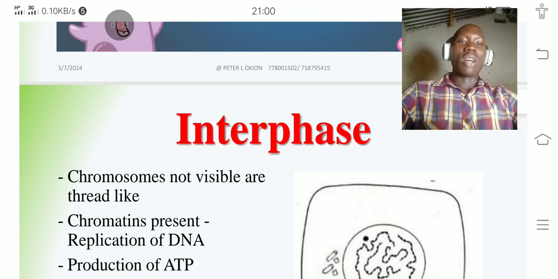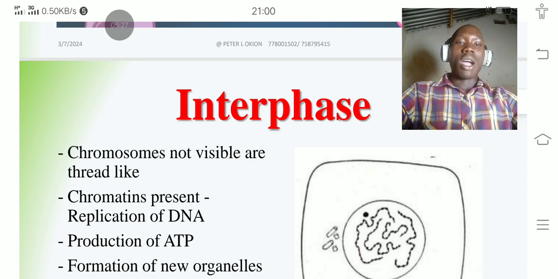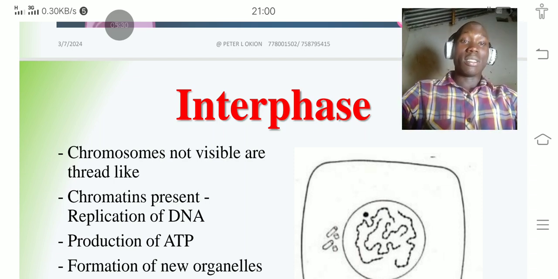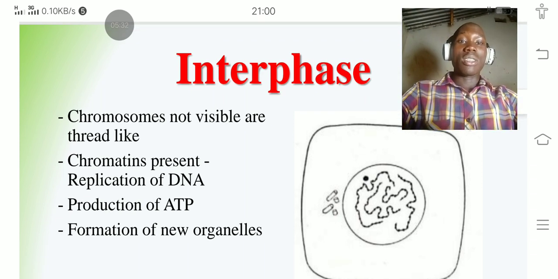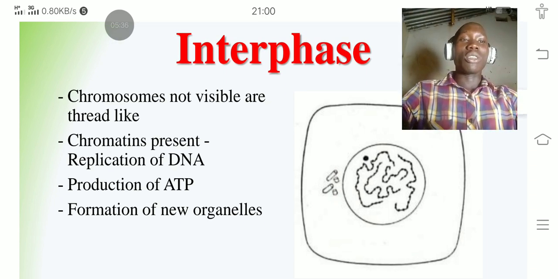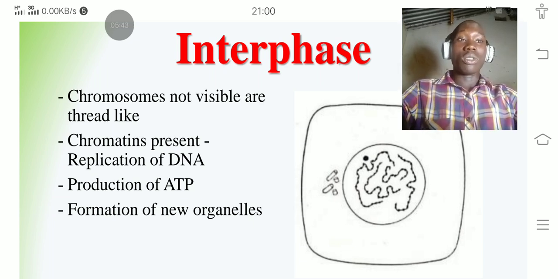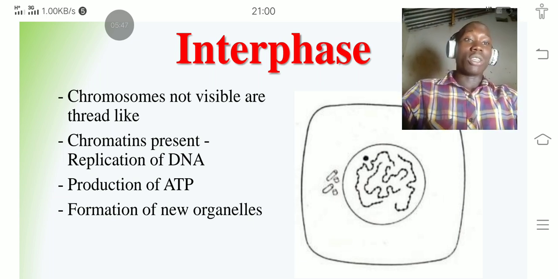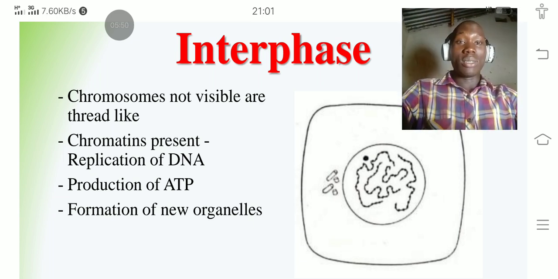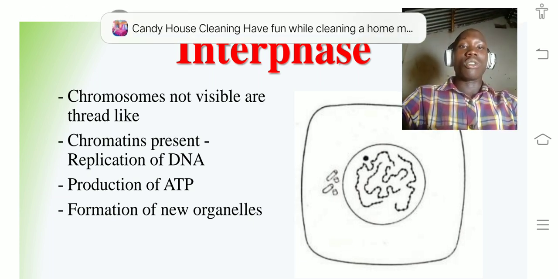In interphase of meiosis, chromosomes are not visible, so they are still thread-like. That is interphase: chromatin is present, there is duplication of DNA, and production of ATP. We say that duplication of DNA occurs in meiosis 1 only; after meiosis 1, the cell will not undergo DNA duplication again before meiosis 2.